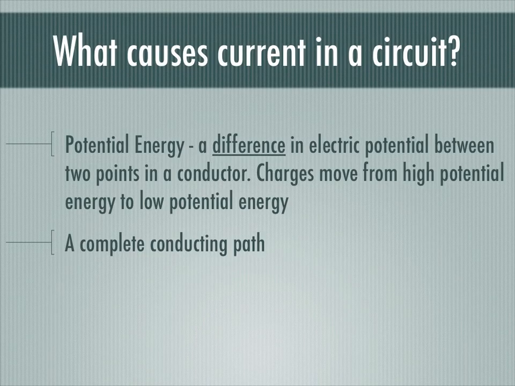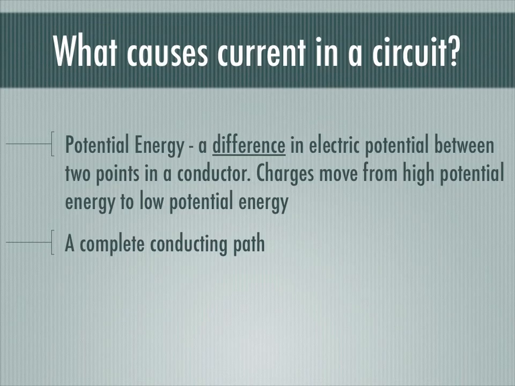Well, if you want to have current in a circuit, what do you have to have? Well, you have to have 2 things. First of all, there has to be a difference in electric potential between 2 points in a conductor or a wire. And the charges are going to go from high potential to low potential.